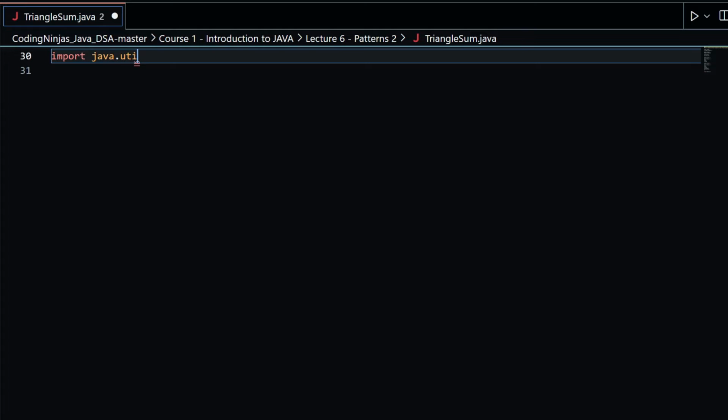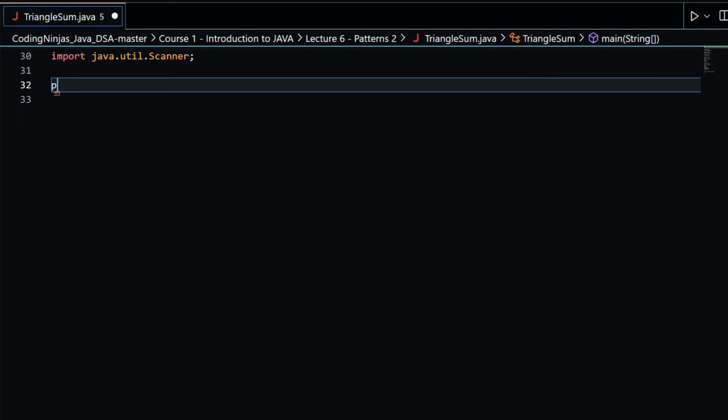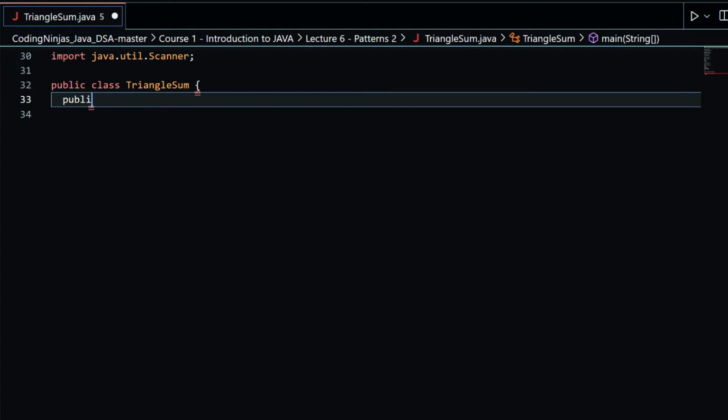The input consists of a single integer n, representing the number of rows in the triangle. The output should display n rows, each row consisting of the integers from 1 to i, where i is the current iteration, separated by plus signs, followed by equals, and the sum of those integers.